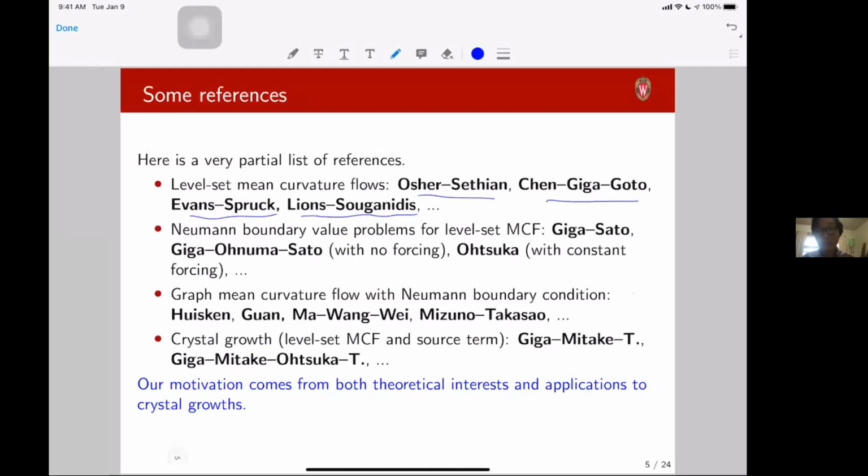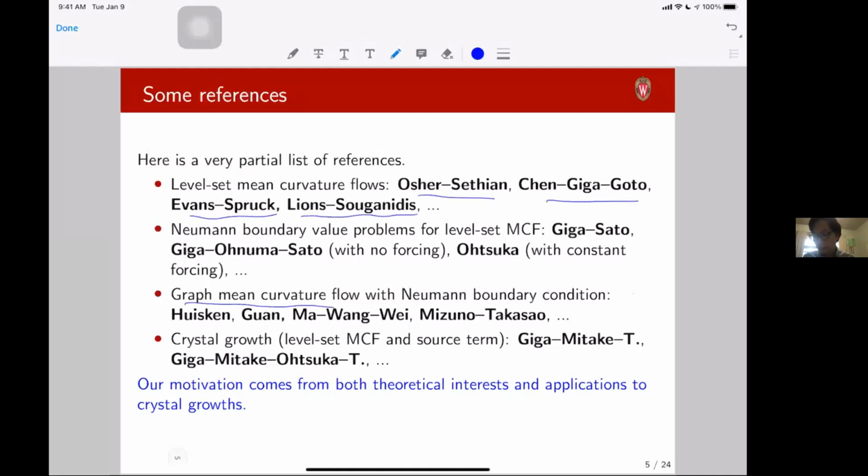Some are without forcing, so only mean curvature, and some with constant forcing. And typically the case here is that the domain is assumed to be convex. And prior to that, if we really consider the graph mean curvature flow with Neumann boundary conditions, from the 80s up to now, there are a lot of amazing works, for example, the work by Huisken or Wang, or recently by Ma, Wang, Wei, or Mizuno and Takasao. It's really interesting.